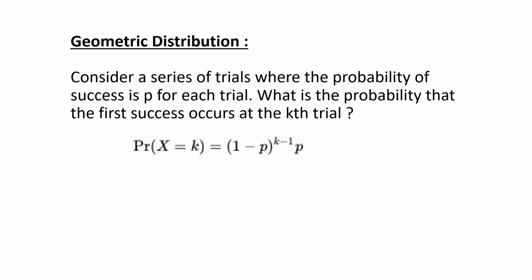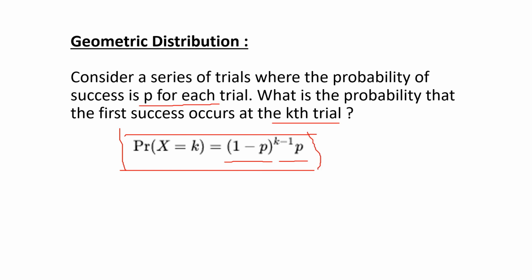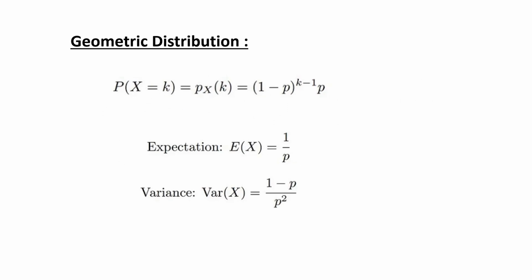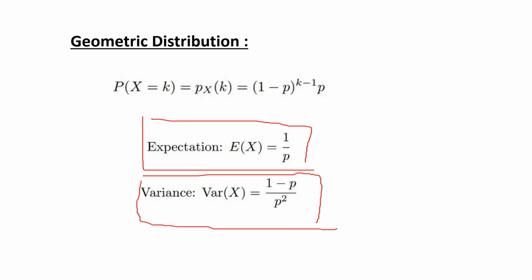To refresh your memory on geometric distributions, consider a series of trials where the probability of success is p for each trial. What is the probability that the first success occurs at the kth trial? So we have k minus 1 failures first, each with probability 1 minus p, and then the kth trial is a success with probability p. This gives us the PMF of a geometric distribution. The expected value of the geometric distribution is given by 1 over p, where p is the probability of success, and the variance is given by (1 minus p) over p squared.